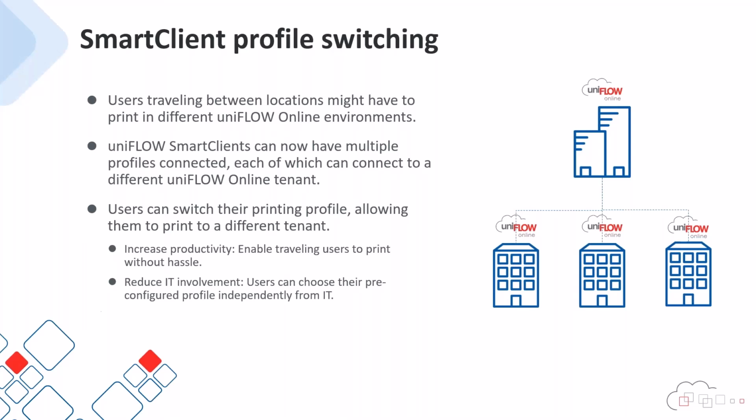So in the past, roaming required manual configuration or help desk support, which you can imagine could be a little bit of a nightmare for these environments. The bottom line is that now Smart Client can store multiple tenant profiles. So traveling users can simply select the right one before printing. They may have different printing policies in each different location.